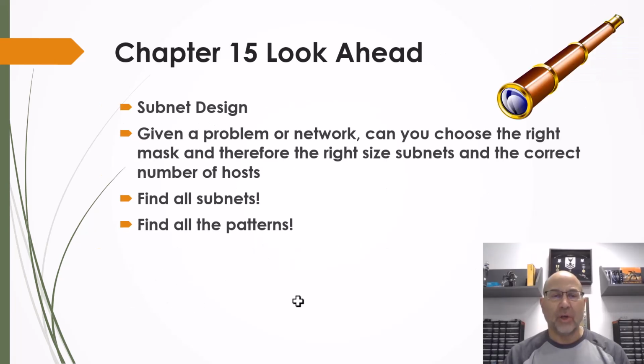Our Chapter 15 look ahead is that we're actually going to do subnet designs. This is where you're given a problem or a network and say, all right, what do you want to do with your subnets? Can you choose the right mask for the problem? That means you want to be able to figure out the right size of the subnets, the range of hosts, the correct number of hosts for each subnet, and then find all the patterns that we need. We'll work with binary again, but we'll be starting at a different point. Now that we get subnets, how to find the range, and the binary, can we apply that knowledge to a given problem?